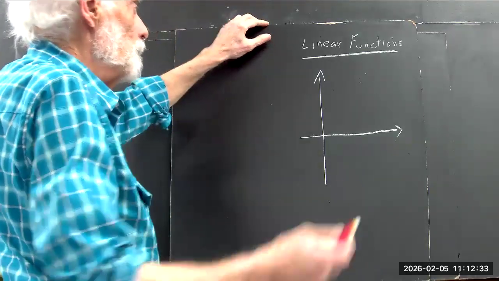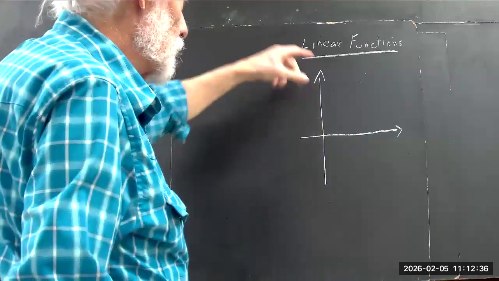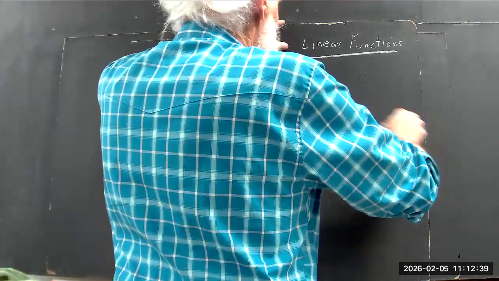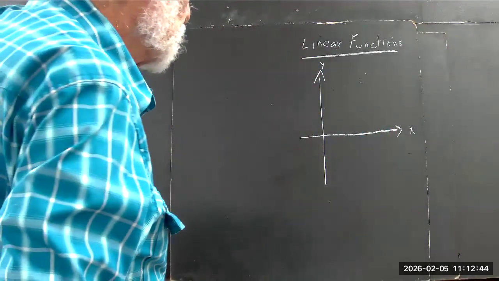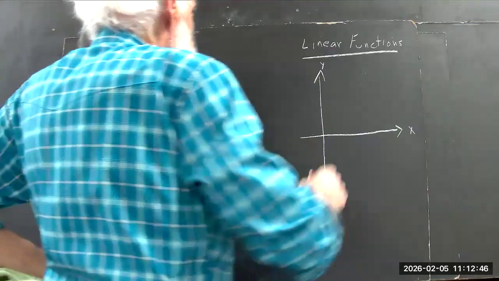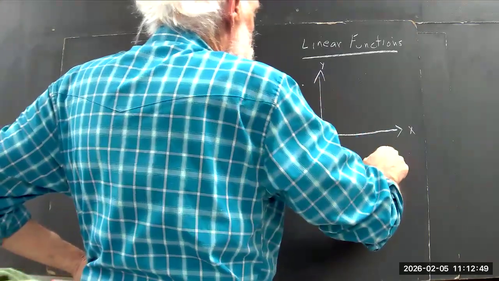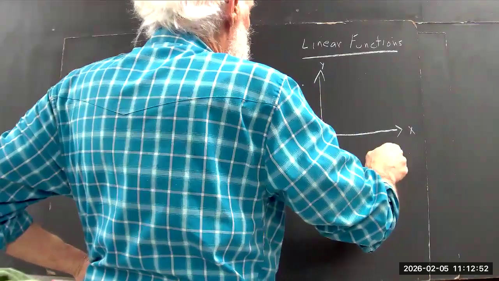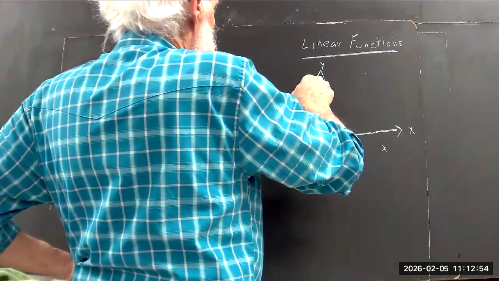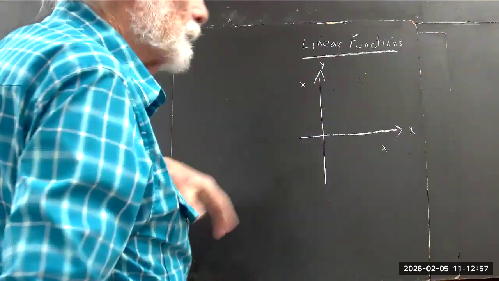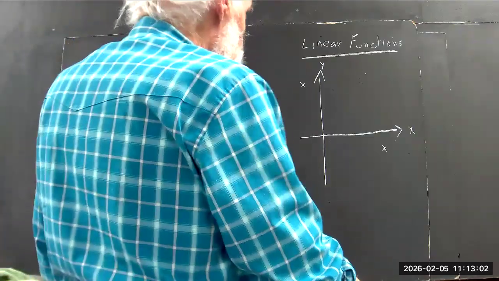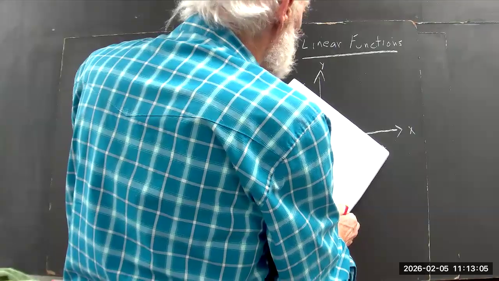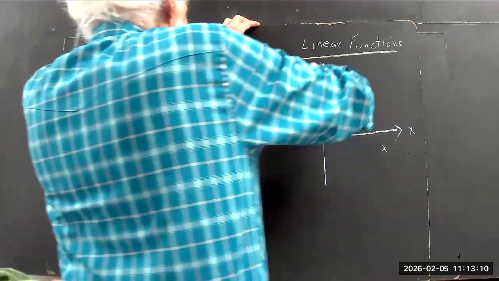Okay, now linear functions. Here I've got a set of x, y coordinate axes. I assume everybody is familiar with this type of coordinate system. And if I draw 2 points, say here and here, let's make those points a little more prominent, then there's a single straight line that goes through these points, one and only one straight line. Now, if I have a straight edge, I can see where that straight line ought to be. You understand what I was doing.